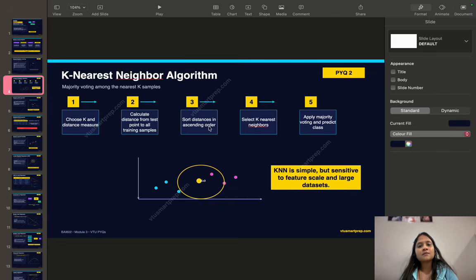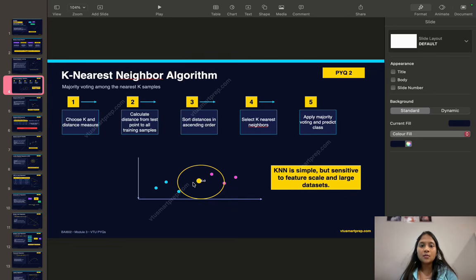The third step is sorting the distances in ascending order. For the distance measure, which formula is it going to use? Usually it is the Euclidean distance formula. Once you have calculated, it sorts in ascending order. The fourth step is to select the k nearest neighbors. And then the fifth step is to apply majority voting and predict the class it belongs to.